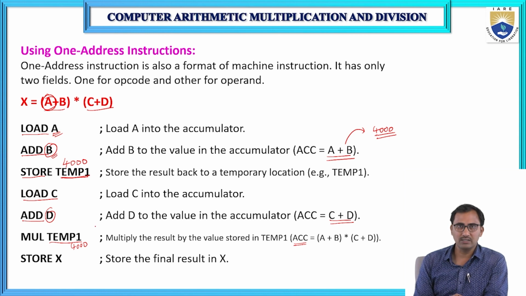Okay. Finally, once I got the result of this expression, I'm storing it somewhere. I'm storing the final result in the x location. So store x. Okay, so this is how the arithmetic expression can be implemented using a one address instruction.